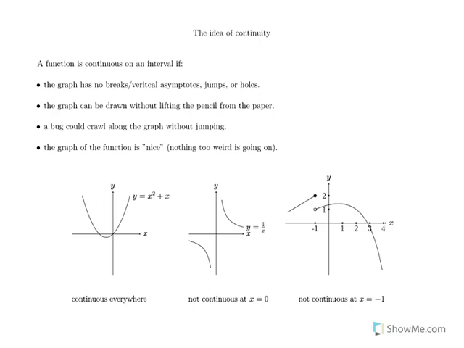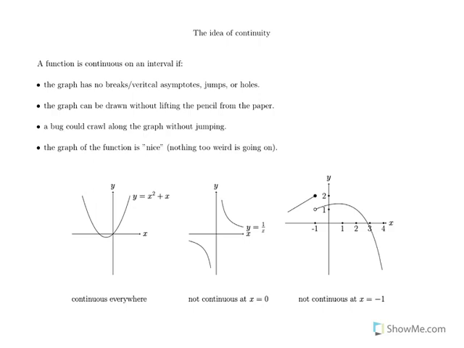We can also think that a function is continuous if we can draw the graph without lifting the pencil from the paper. Another way to think about that is that if you had a little bug crawl along the function, that bug could crawl along the function without jumping as long as that function is continuous. And then a very general way of thinking about continuity is continuous functions are quote unquote nice functions. That means that there's nothing too weird going on. In general, most every function that you've dealt with is a continuous function, or at least continuous on its domain, which we'll talk about in a little bit.